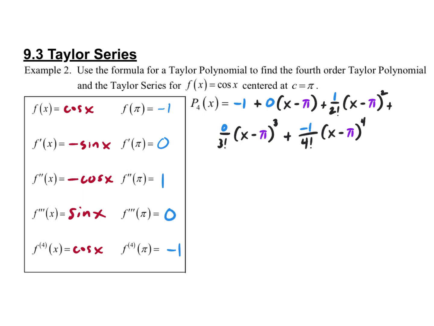But let's simplify this down a little bit. Again, notice that the second derivative goes with 2 factorial and the second power. The third derivative goes with 3 factorial and the third power.